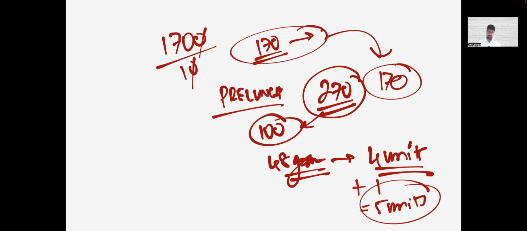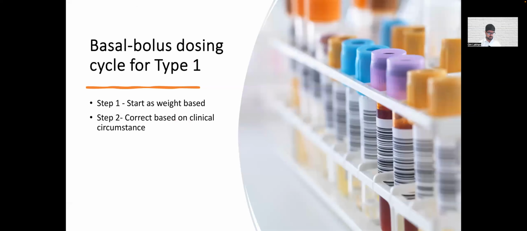So hope this is clear. I'll come back to this point again. Then of course you go through the cycle. So initially start with the weight-based dose, then you correct based on the clinical circumstances and go ahead.